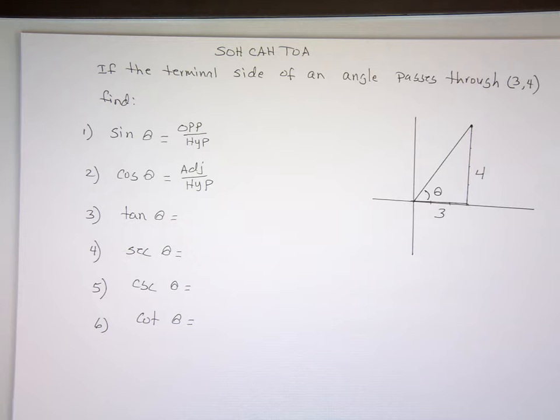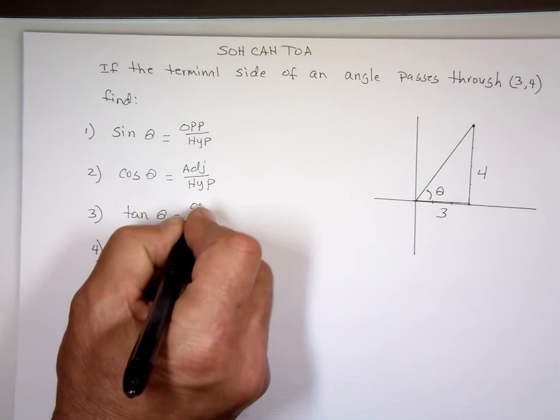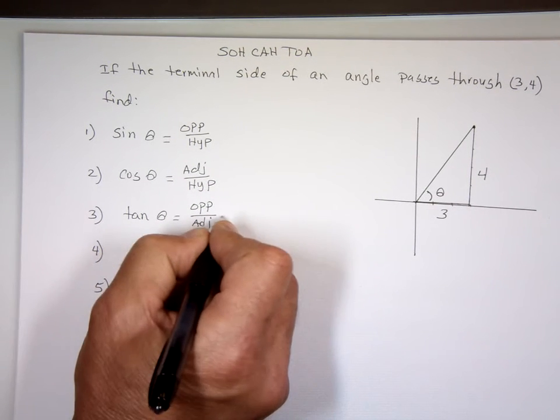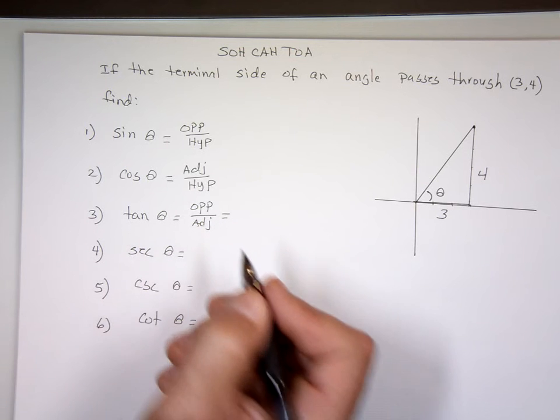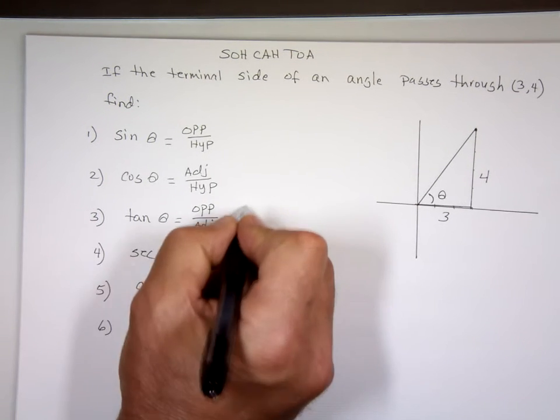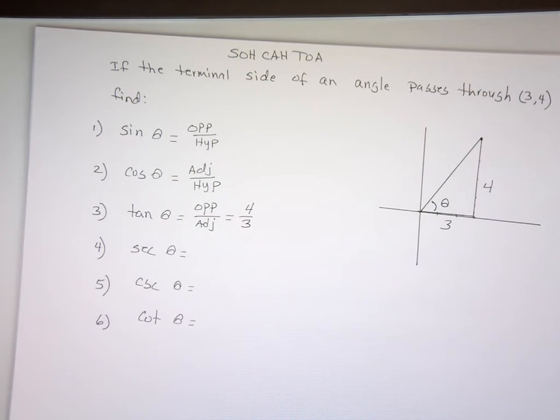Tangent, opposite over adjacent. Hey, I can solve for this. Do I know what the opposite is from that picture? What's my opposite? 4. What's my adjacent? 3. Hey, I didn't get a 0. That's promising. You get something there.